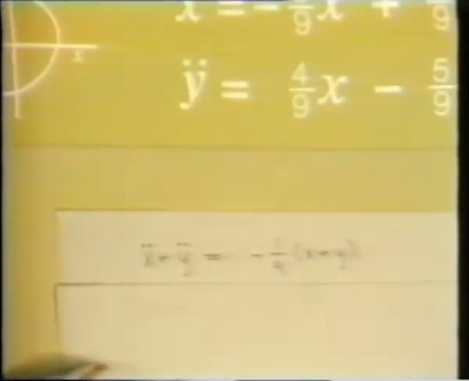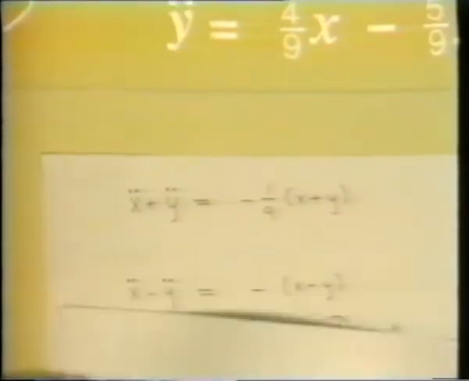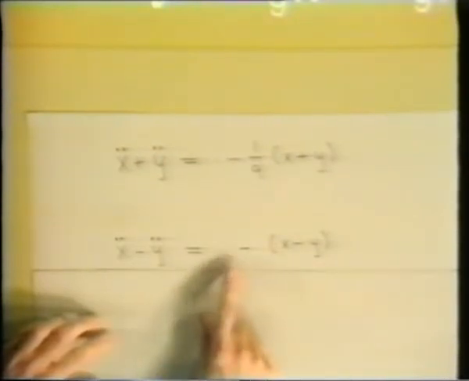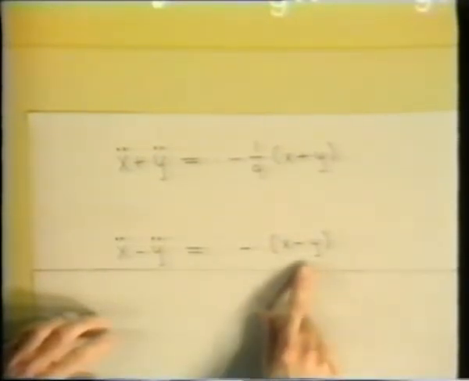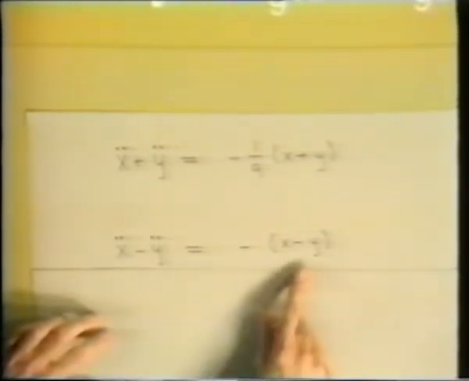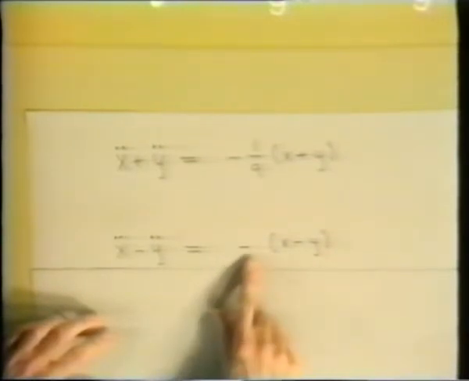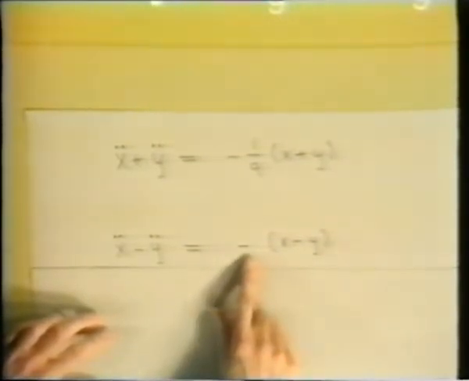That looks nice and simple. If I subtract them, I get this. In this equation, we have the second derivative of x minus y equal to a constant times x minus y. That's to say, the second derivative of a quantity proportional to that quantity with a negative constant of proportionality.